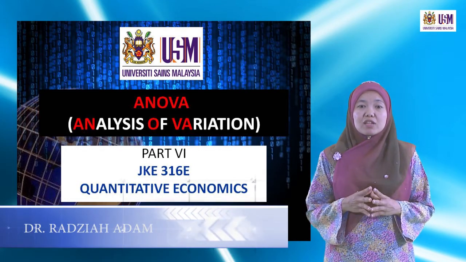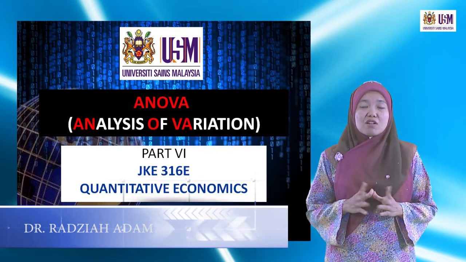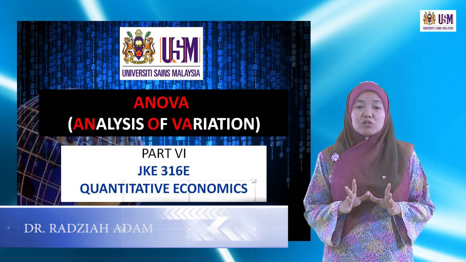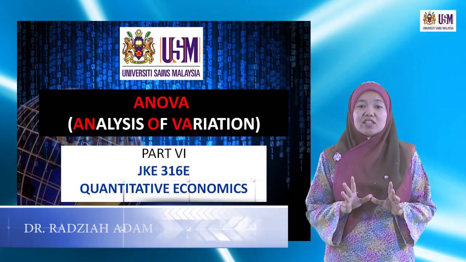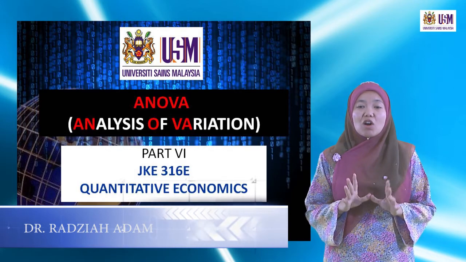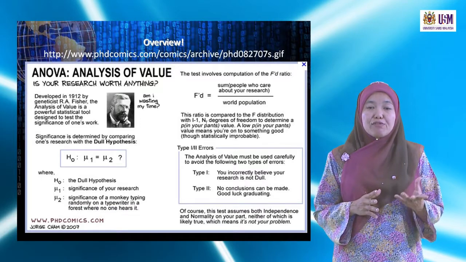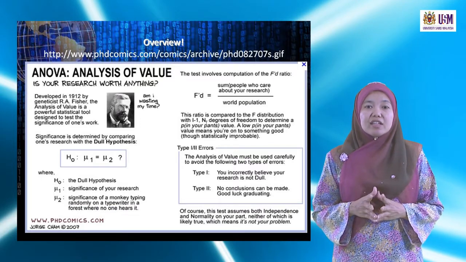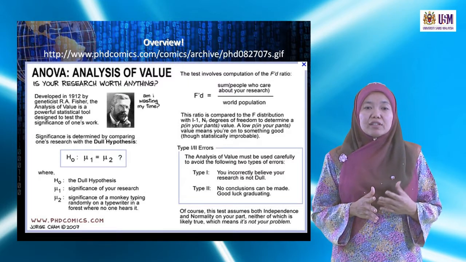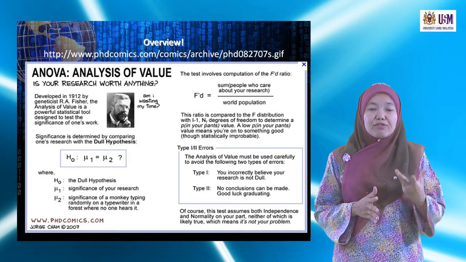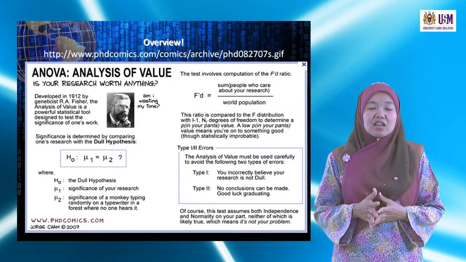So you are here with me today for part 6 of JKE316E Quantitative Economics. The topic that we'll be discussing today is called ANOVA, which stands for Analysis of Variance or Analysis of Variations. Before we go further, let's recap what we did before in terms of hypothesis testing, regression and correlations, where you came across the different types of hypothesis testing and the F type of hypothesis testing, and then you have already come across the F statistic and all that.